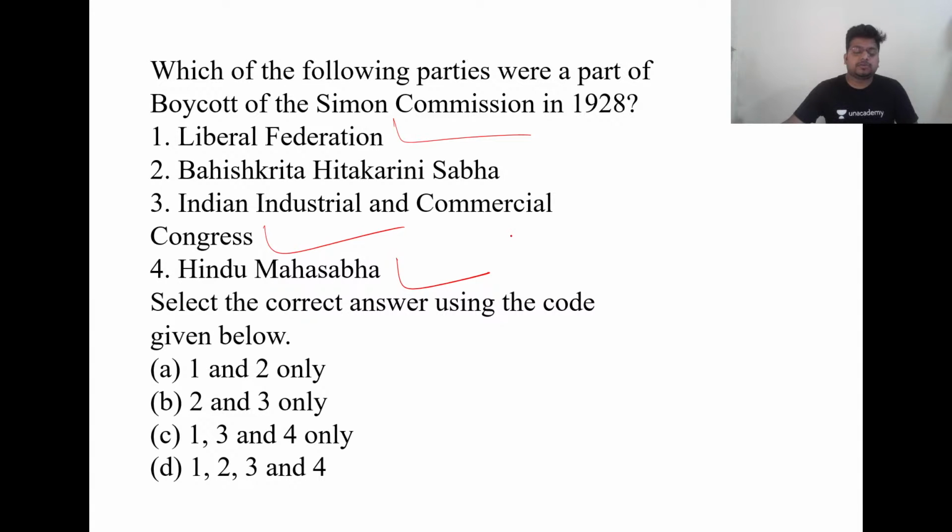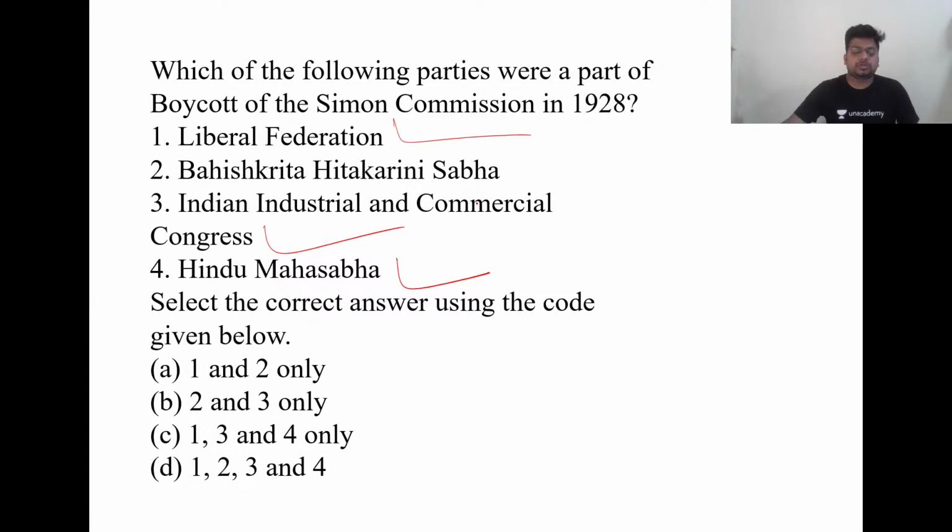It was sent to India to review the Constitution of India. The problem with the Simon Commission is that there was no Indian member. It was all white members. When it arrived in India, there was widespread protest. Lala Lajpat Rai was beaten to death. This was in 1927.